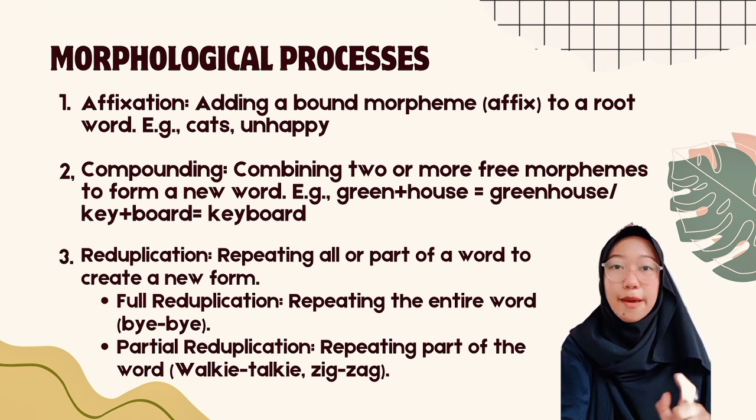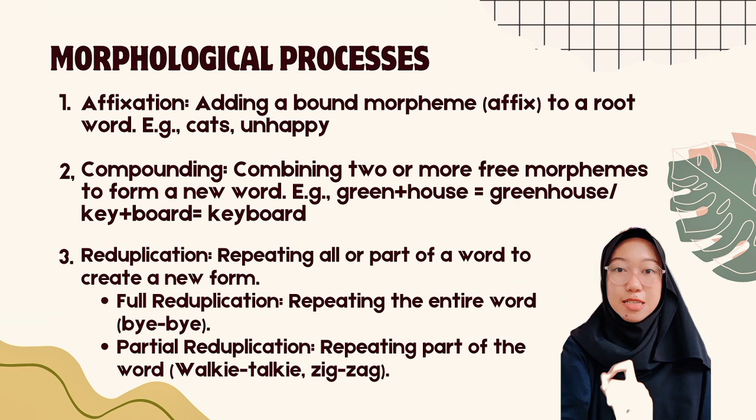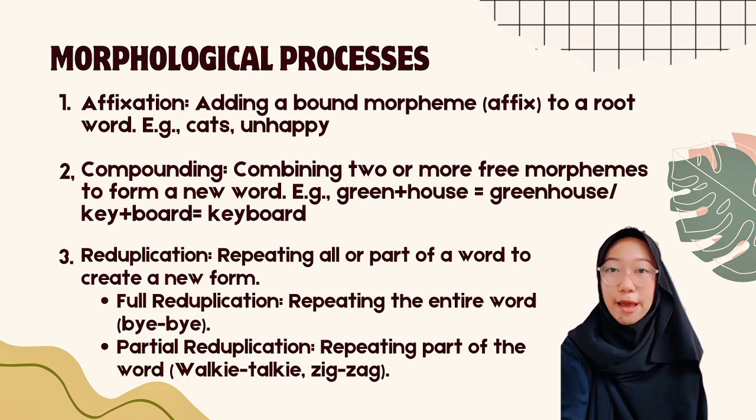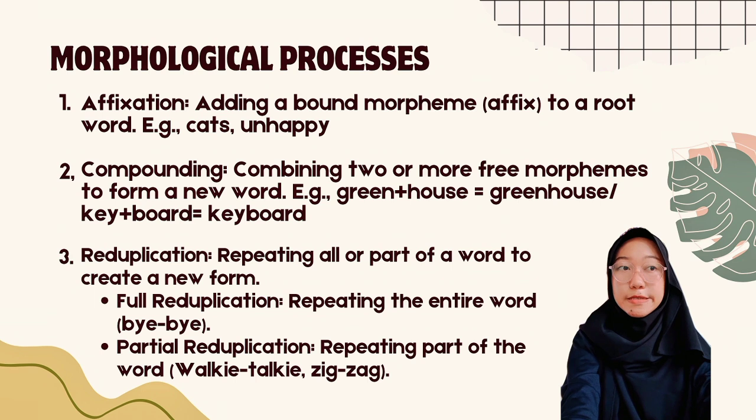Then unhappy. The prefix un is a bound morpheme, and happy is a root word. And the second, reduplication. Reduplication is repeating all or part of a word to create a new form. For example, bye-bye, walkie-talkie, or zigzag.